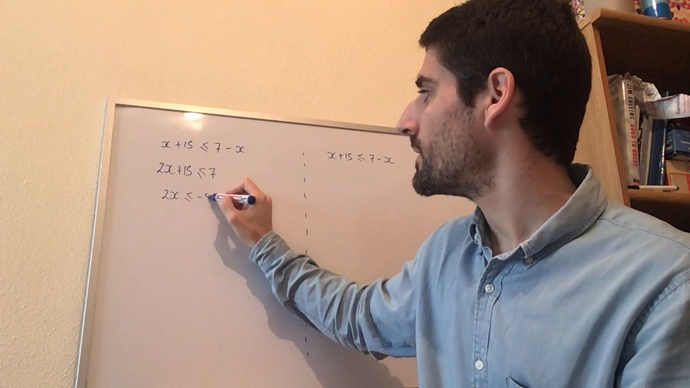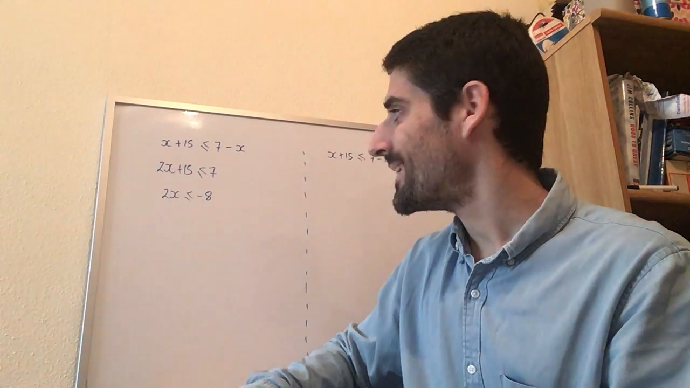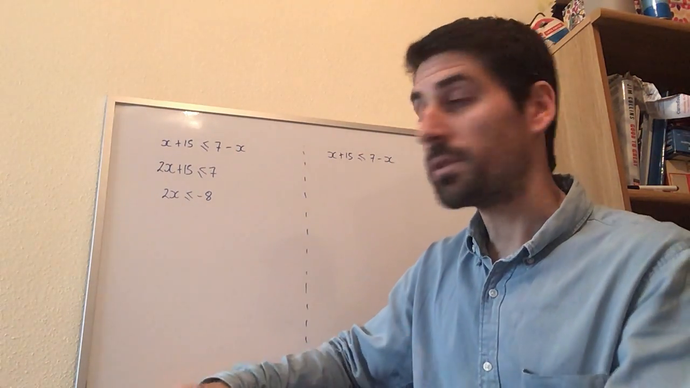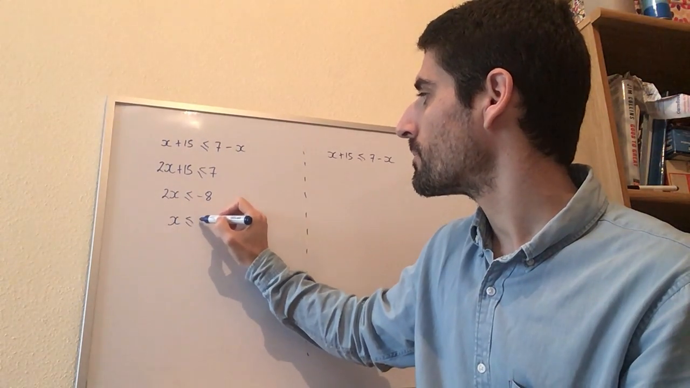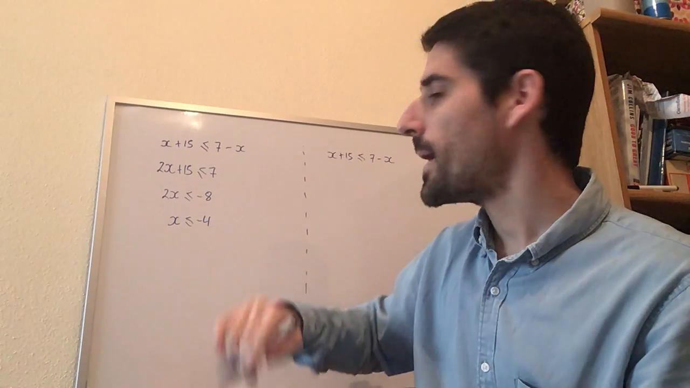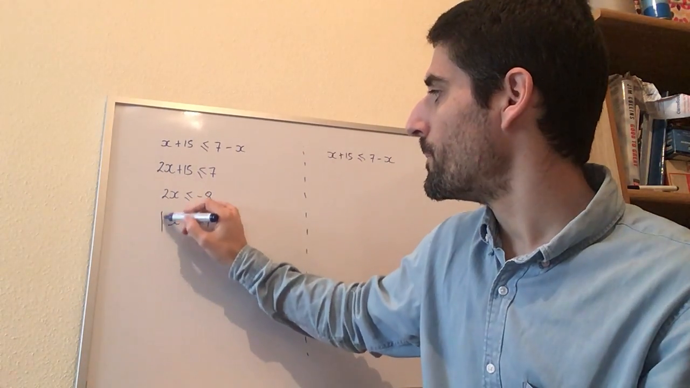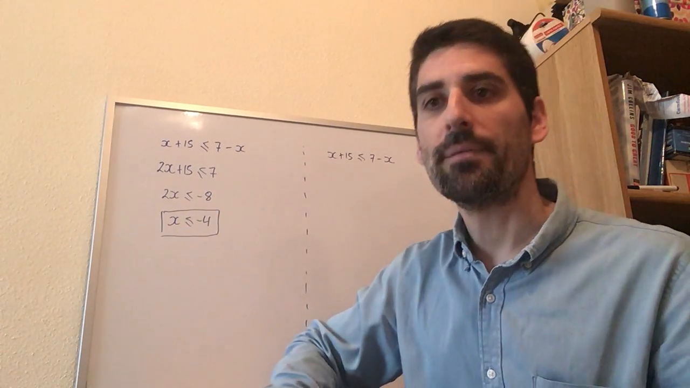7 take away 15, I believe it's minus 8. And now I want to get rid of the 2, so divide by 2. x is less than or equal to minus 4. That is the perfect answer.